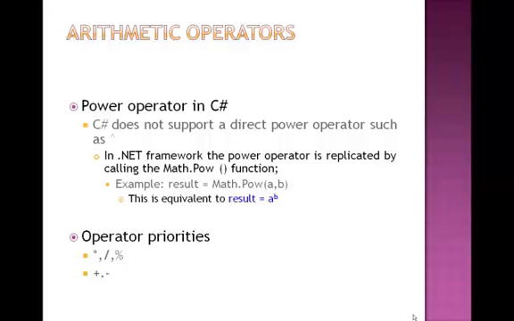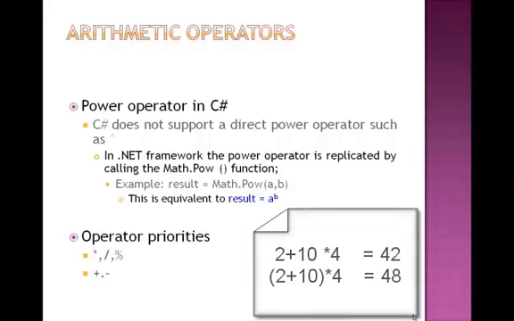subtraction. This means that if you have an arithmetic set of operations such as 2 plus 10 times 4 without any parentheses, the 10 and 4 will be multiplied first, and then the result will be added to the value 2. If you wanted to first add 2 and 10, then you would have to force the priorities by parenthesizing them, and anything that comes in parentheses takes the highest priority.